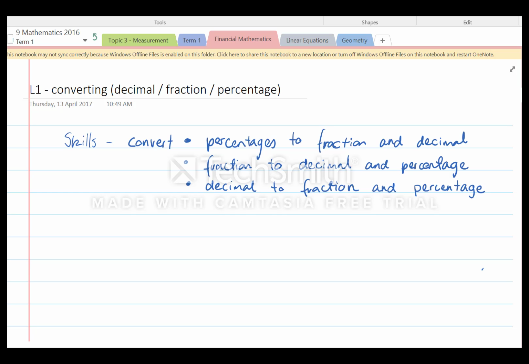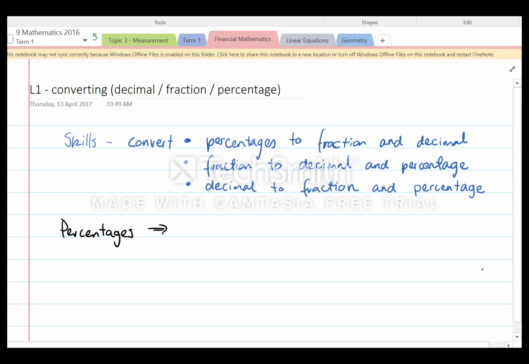In this quick skills video, we're looking at converting between percentages, fractions, and decimals. It should be a skill you already have, but this will be a quick overview. Okay, we'll start off by converting from percentages.